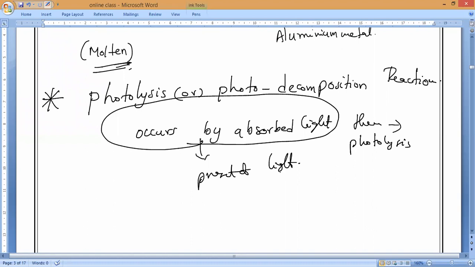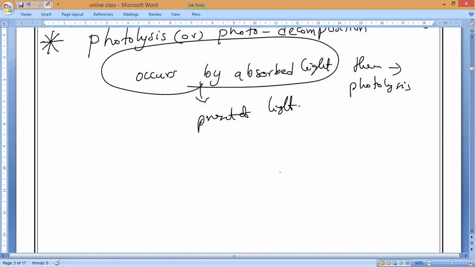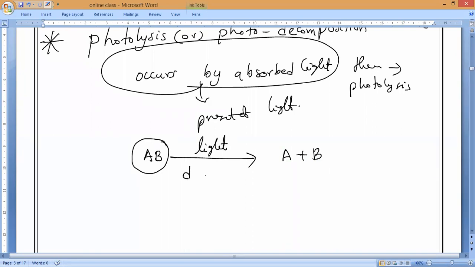So now what we can take: AB, again a single substance. AB is going to give what? A plus B. It is going to give you A plus B. But here what should be there, guys? Light should be there. Light, then the decomposition reaction will take place. So this is the reaction. Is it okay? Everybody please respond. That is what you have to remember.